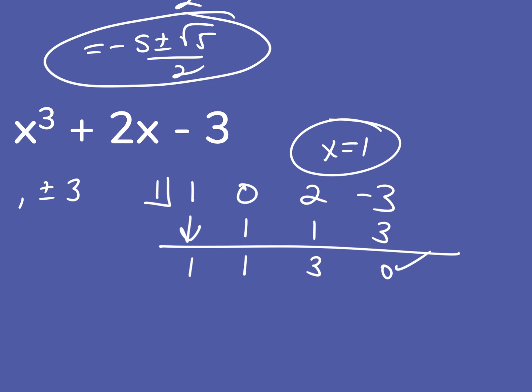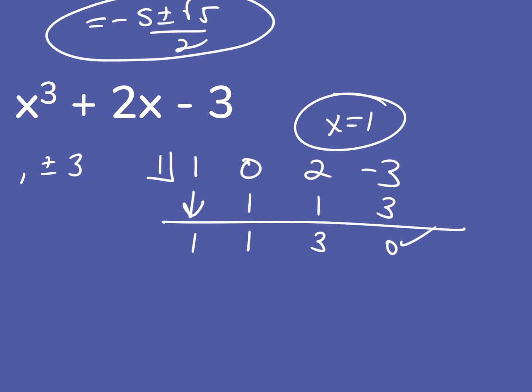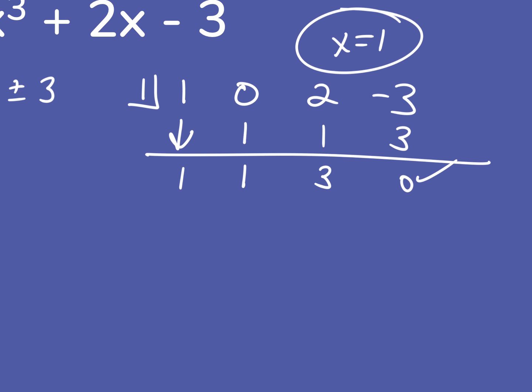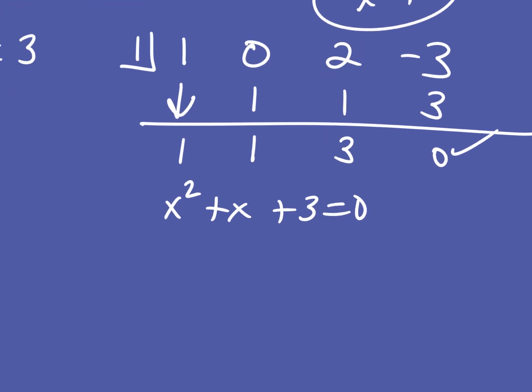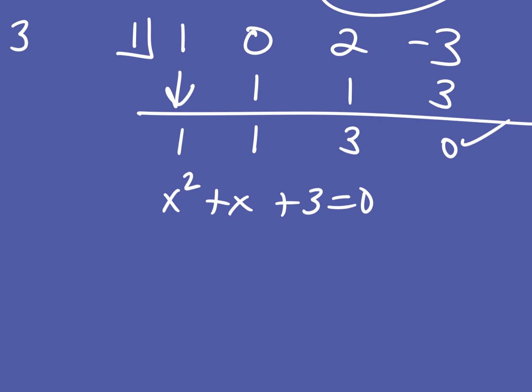Your remainder is 0, meaning whatever you use to synthetically divide is an answer. So what am I left over? 1, 1, 3. X squared plus x plus 3 equals 0. Try to factor it. Are there factors of positive 3 that multiply to give me 3 but add to give me 1? No. So I have my quadratic formula.